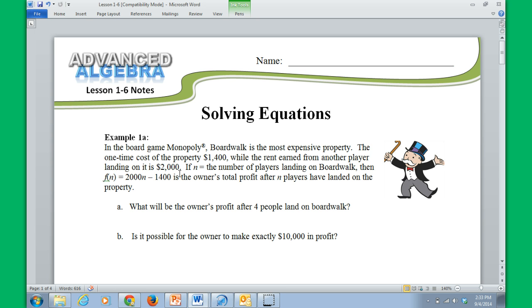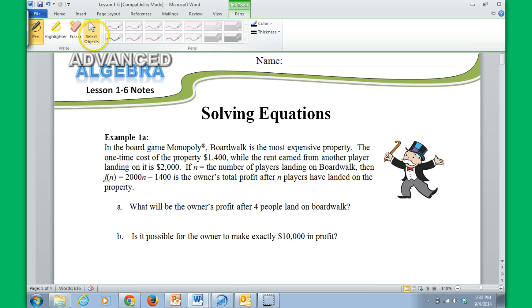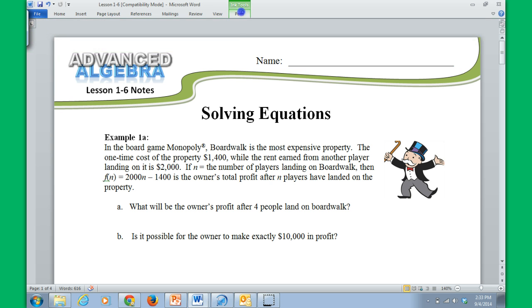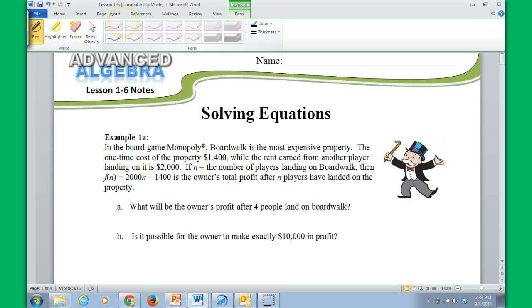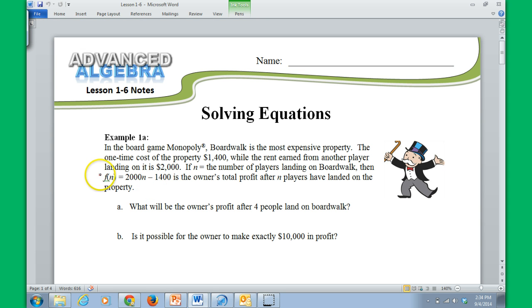So what you're actually looking at is how much he paid for the property and how much rent he's earning. So you take the amount that you're earning minus what you pay. Okay? If you will highlight that, that is what we're working with in this problem.